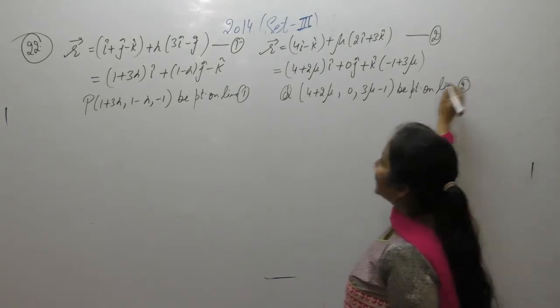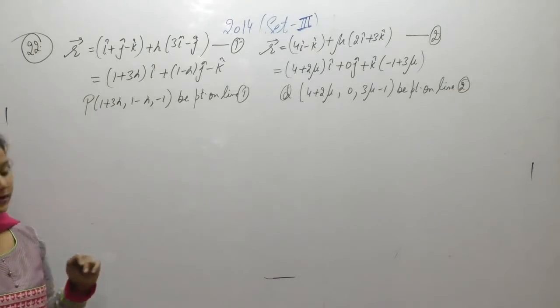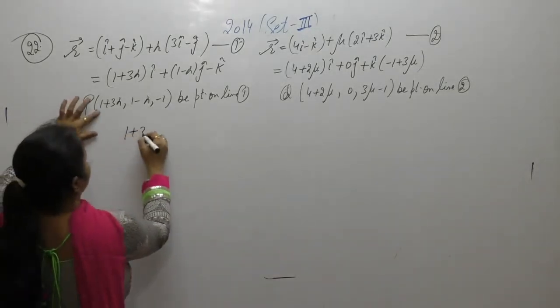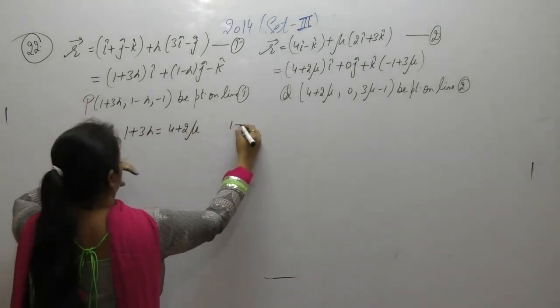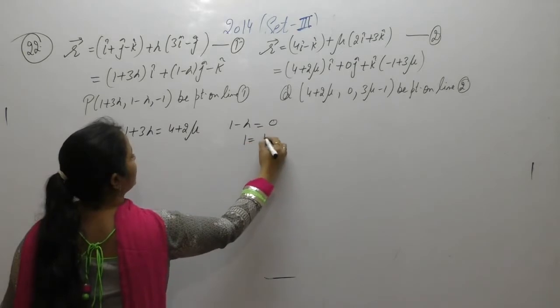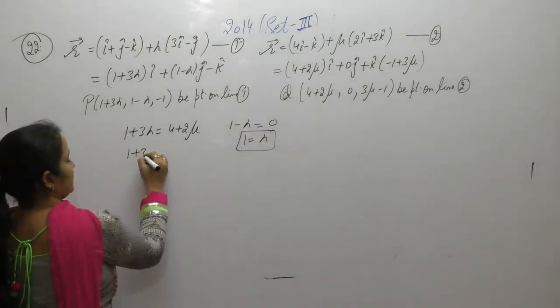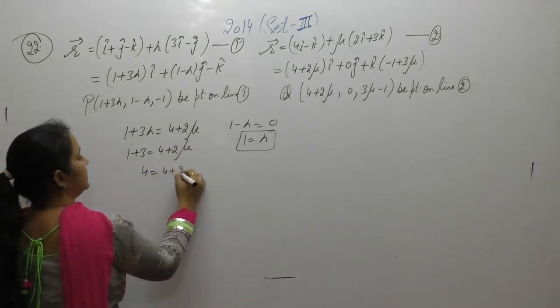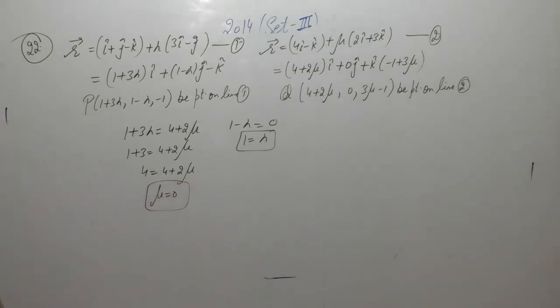Now these two lines intersect. It means these points must coincide. If these points coincide, then equate 1 plus 3 lambda is 4 plus 2 mu, and 1 minus lambda is 0. So we get the value of lambda as 1. Then 3 plus 1 is 4, so we get the value of mu as 0 and lambda as 1.